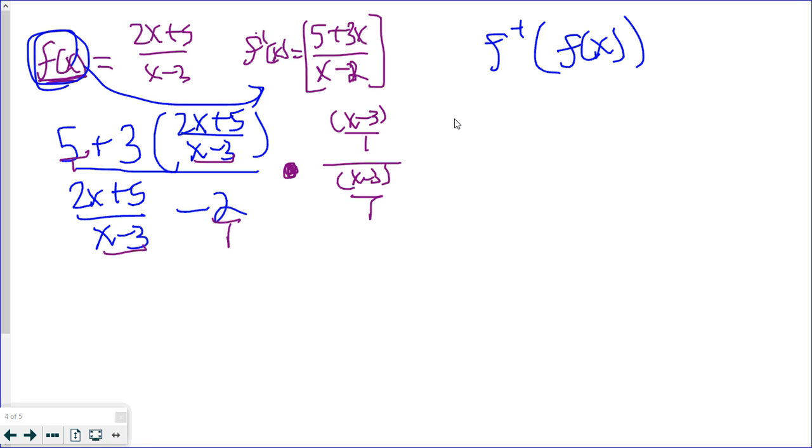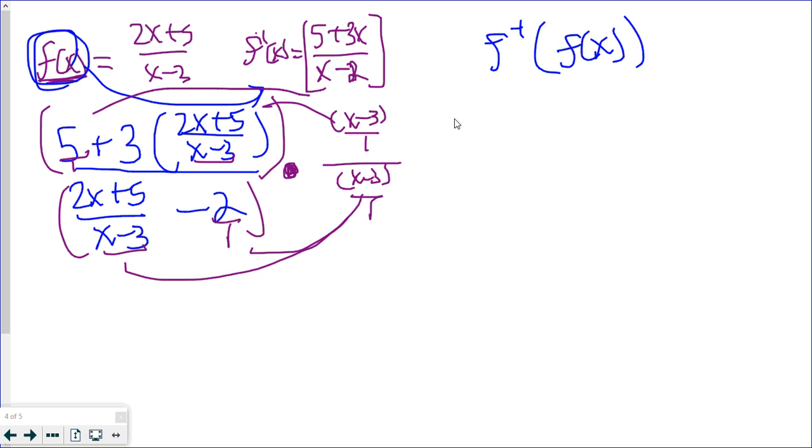But what we're doing is we're going to distribute this value through to each of these terms. Okay. And when we multiply fractions, we multiply straight across, right? So if I do that first one, like 5 over 1 times x minus 3 over 1, nothing cancels, but we're left with just 5 times x minus 3 plus 3 times. Now, if I multiply this across to each other, the x minus 3 and the x minus 3 cancel, so I'm left with 2x plus 5.